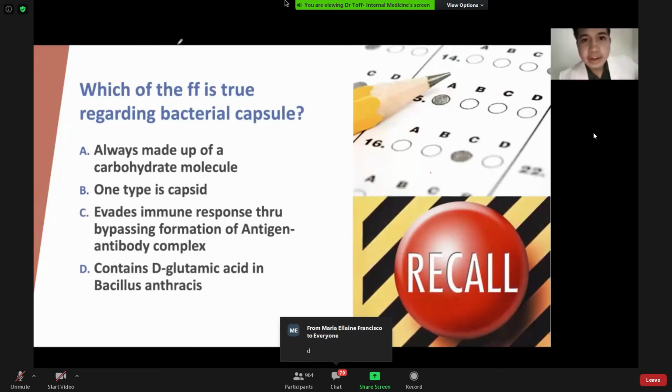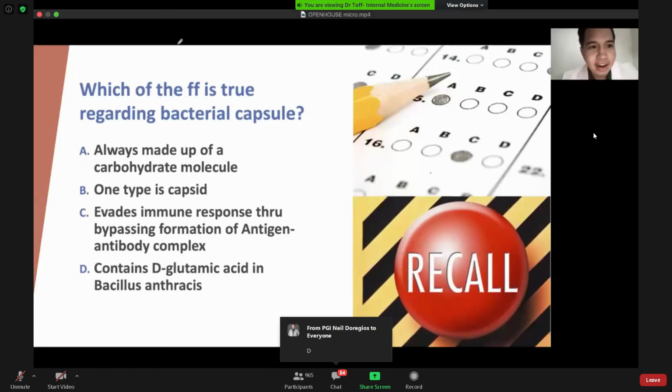Alright, so okay, tingin dito. Okay, good. So, which of the following is true regarding bacterial capsule? Letter A, always made up of a carbohydrate molecule. So, tignan natin. Tip in the board, kapag meron pong inclusion term like always or all, pagdudahan nyo. Kasi baka hindi yun tama.